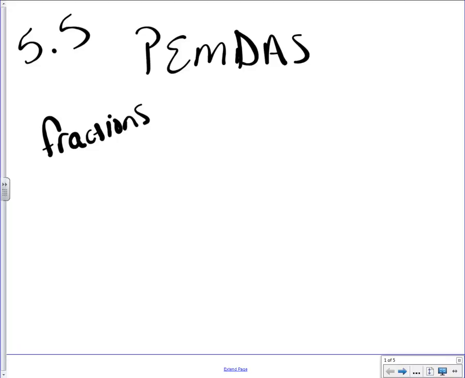So instead of just using the normal rules for multiplying, dividing, adding, and subtracting signed numbers or integers that we've been doing, we're now adding fraction rules in with it. So this is getting a little more complex. Let's look at our first problem. This one's going to be the same style as the very last example that we did from 5.4.